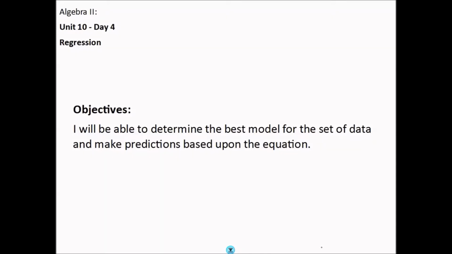Today we're going to talk about regression. By the end of this video, you should be able to determine the best model for a set of data and make predictions based upon that equation.